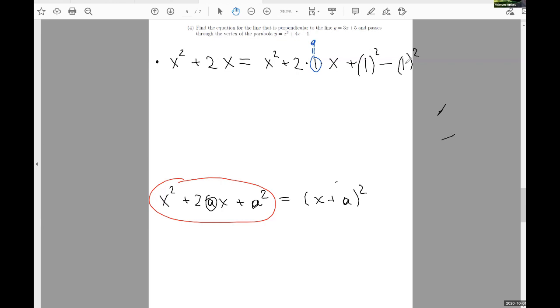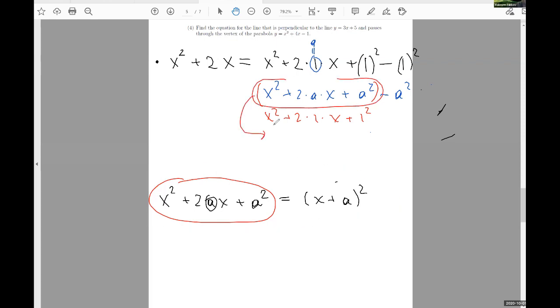And then we can see that my equation will be x squared plus 2 times a times x plus a squared minus a squared. And this part over here is exactly x squared plus 2 times 1 times x plus 1 squared, yes? But according to this formula, this is just equal to (x plus a) squared. Since a is equal to 1, I will just put 1 here.